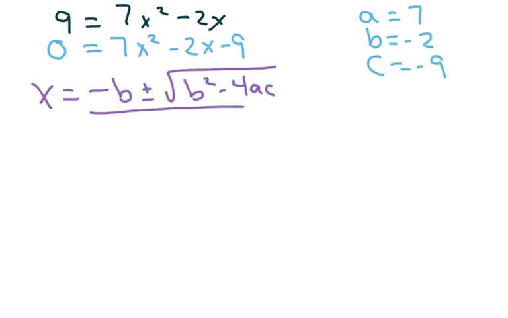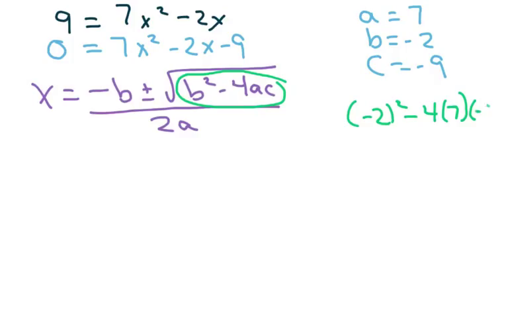When you're writing these, keep trying to do it from memory because you want to be able to do these quickly. So the part I'm going to do first is this part, which is negative 2 squared minus 4 times 7 times negative 9. So this is going to be 4 plus 28 times 9 is, 28 times 9 is 252. So that's going to be 256.